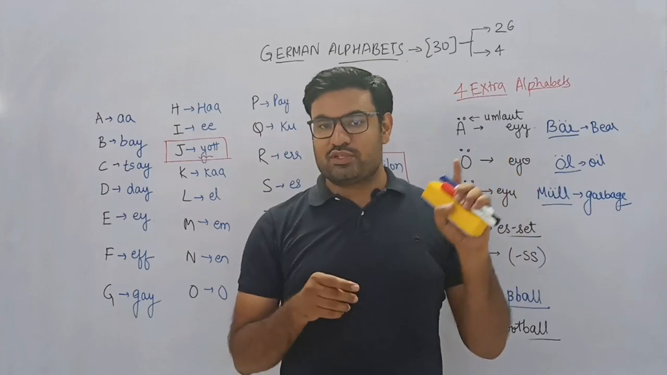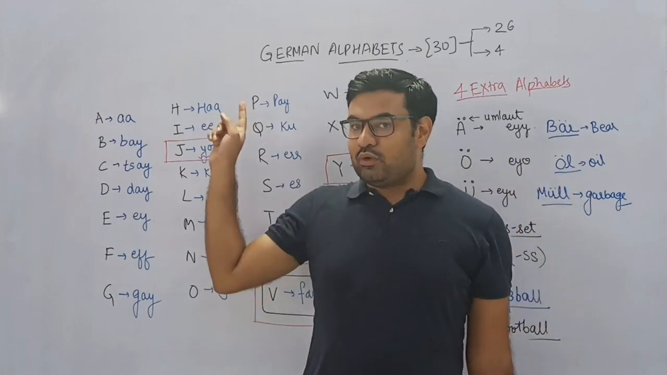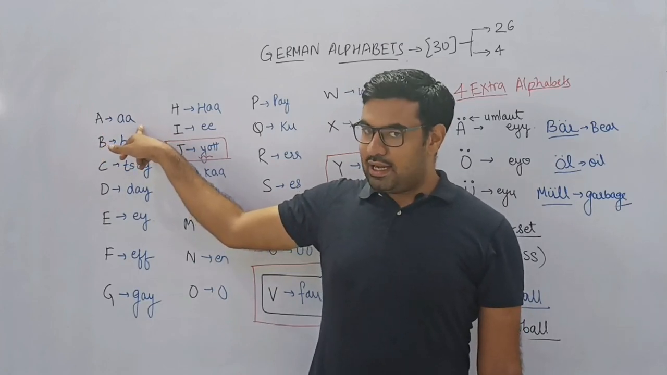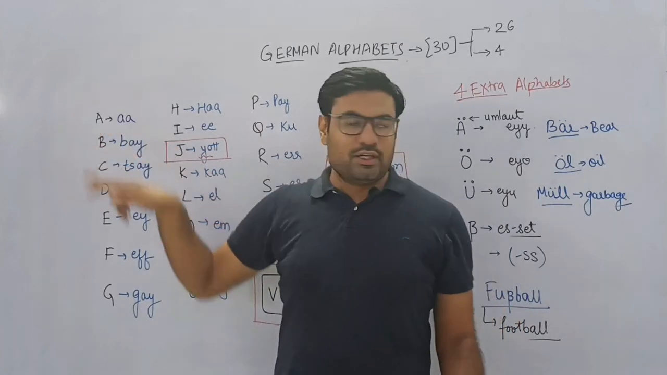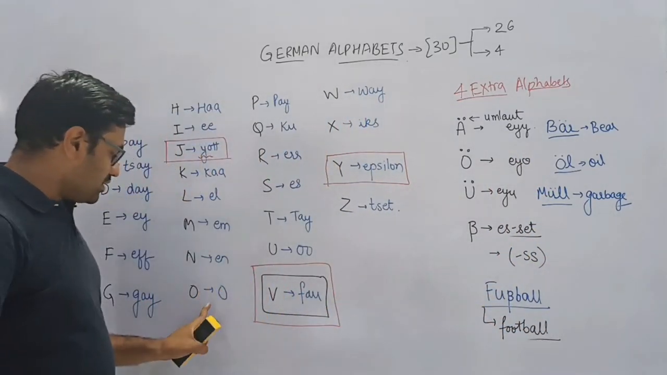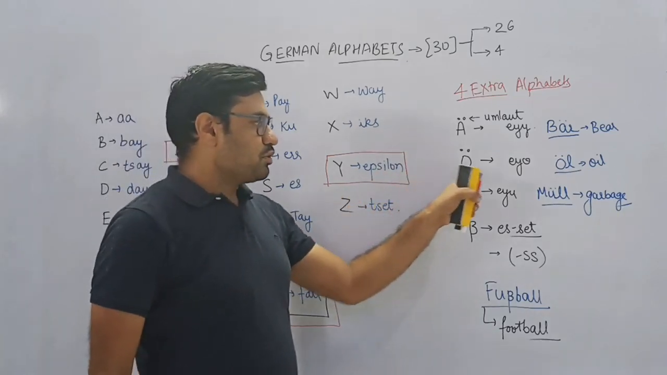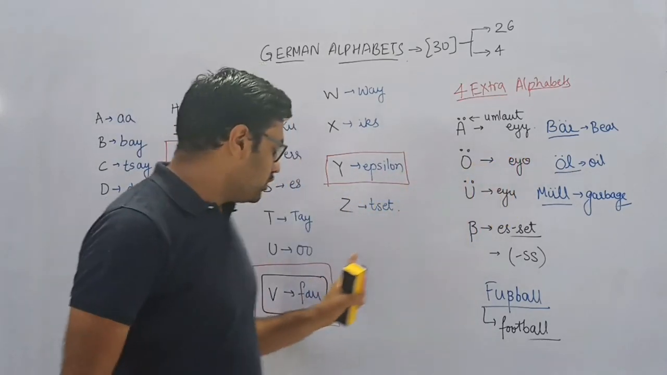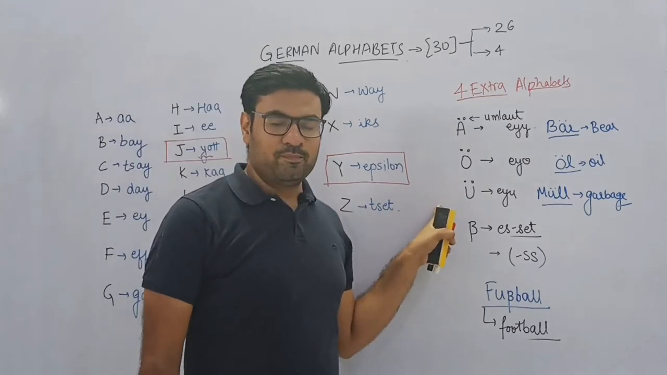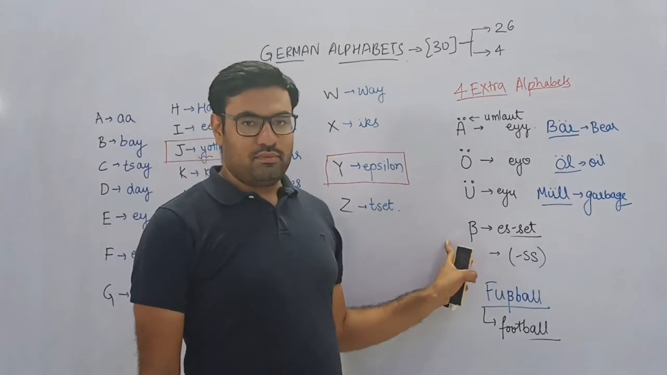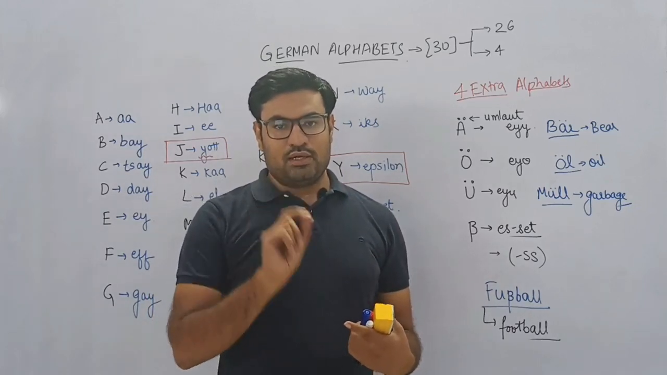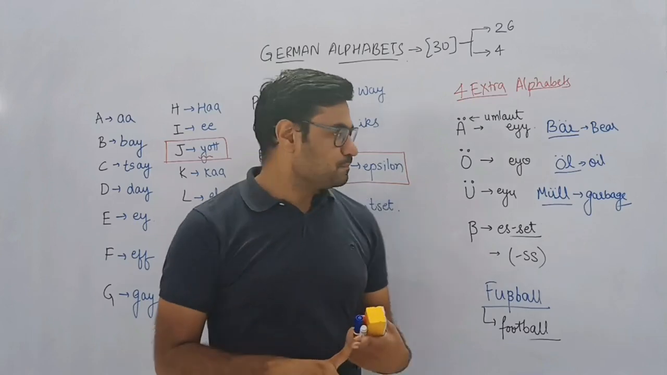A with umlaut is pronounced differently from a single A. If you pronounce simple A, it is pronounced as A, and A with umlaut is pronounced as A. Simple O is pronounced as O, but O with umlaut is pronounced as AO. U is pronounced as U, but U with umlaut is pronounced as U. And this is S set, and it has the same pronunciation as double S.